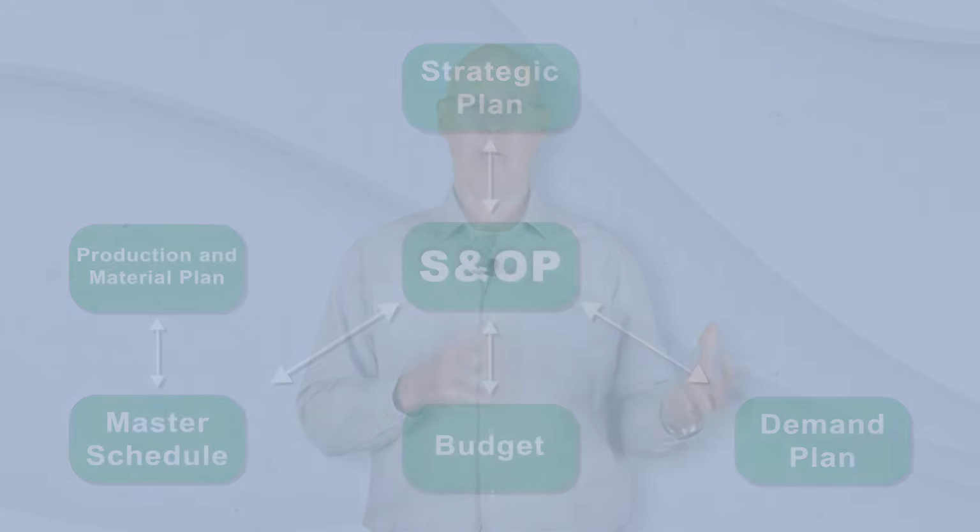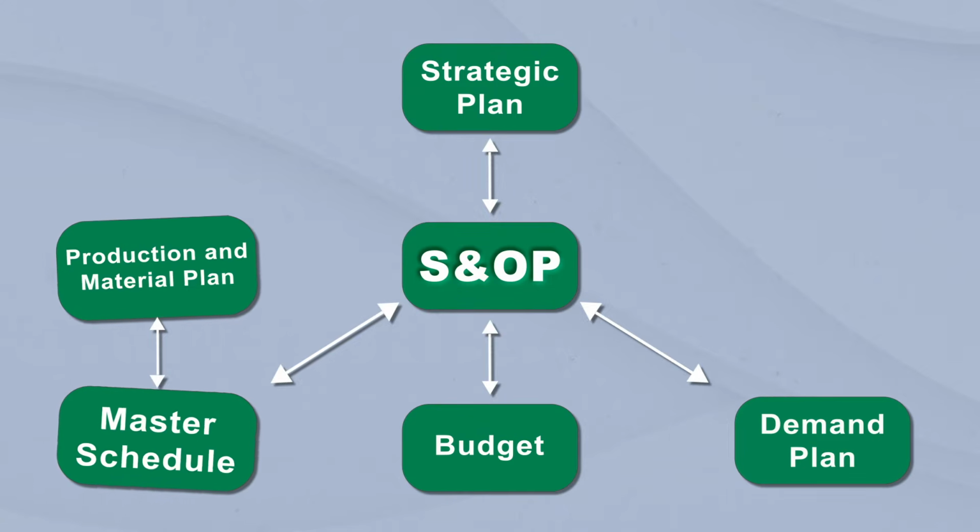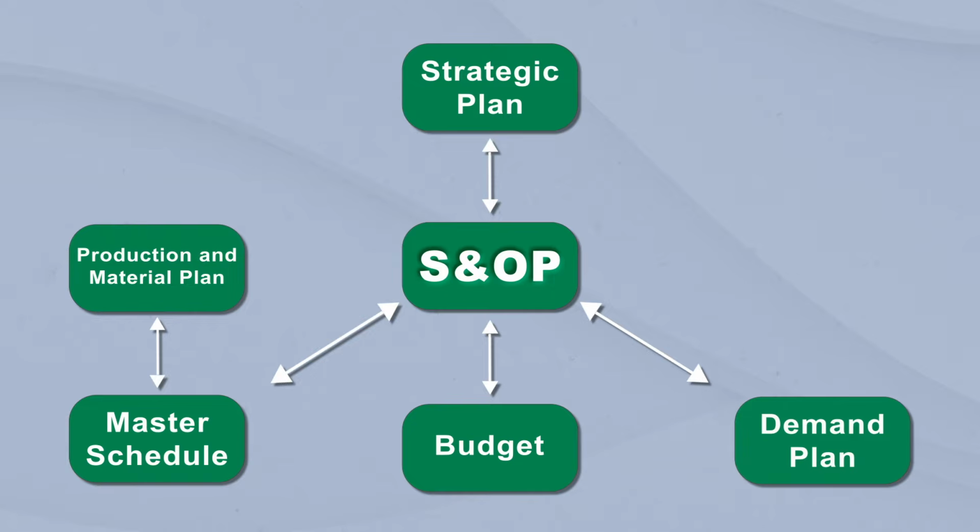That brings us to the two important linkages coming out of the S&OP process, which are the demand plan and the production plan or master schedule. Now, I use the term coming out of the S&OP process, but the astute observer will note that the arrows on these processes are two-way arrows. That means that S&OP both informs and is informed by the demand plan and the production plan and master schedule. This is a very important characteristic of the process.